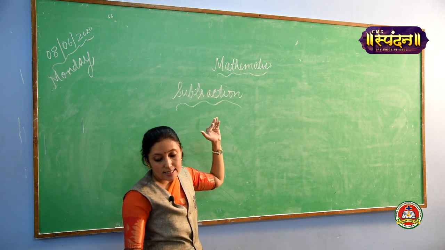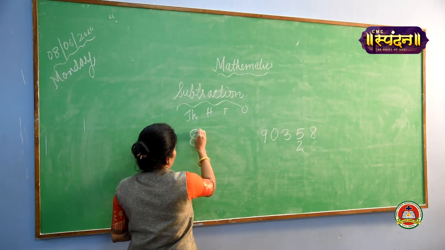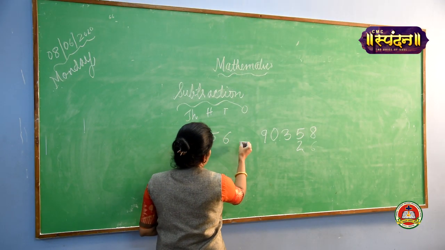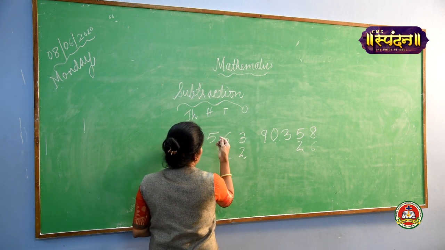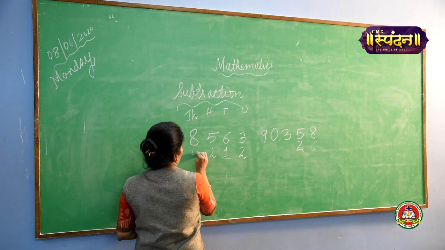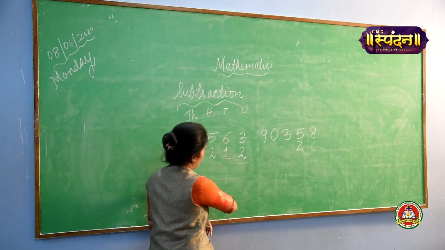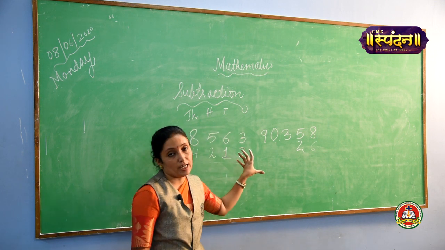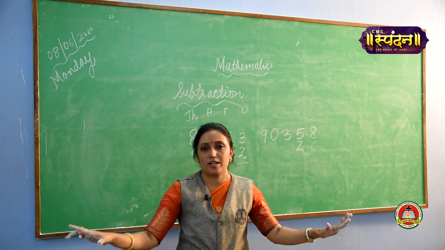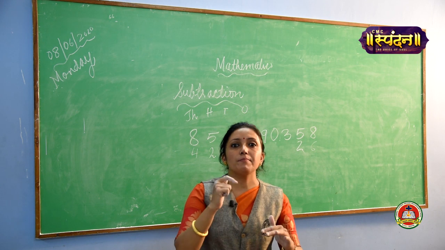Yes, now see subtraction. The numbers 8, 5, 6, 3, 2, 1, 2, 4. Yes. Now let me see how to subtract. So children, this is a very simple number which I have written, and you need a simple subtraction only. That is 3 minus 2.